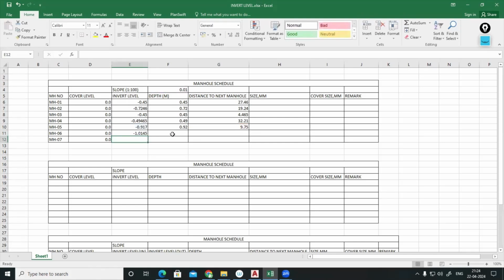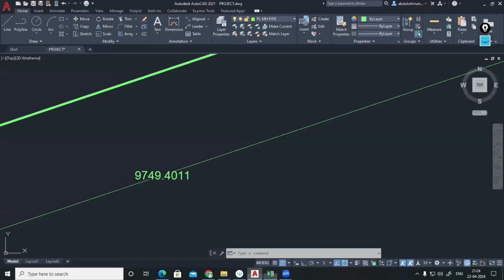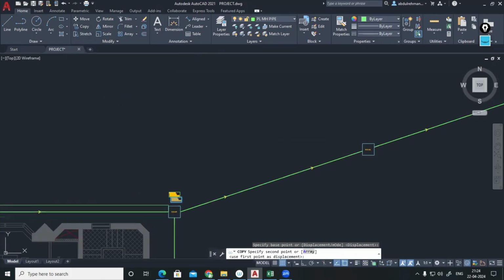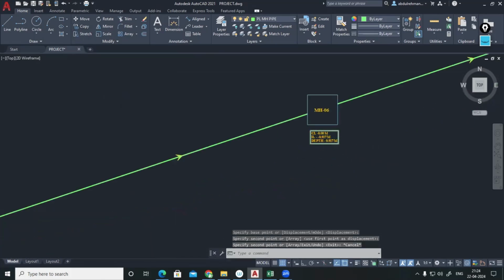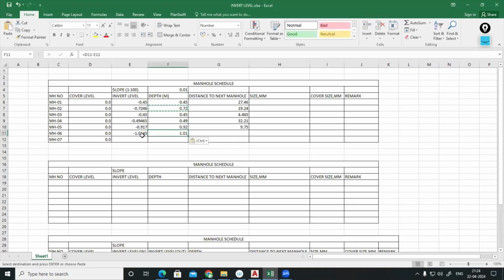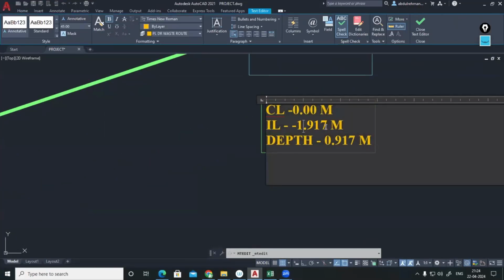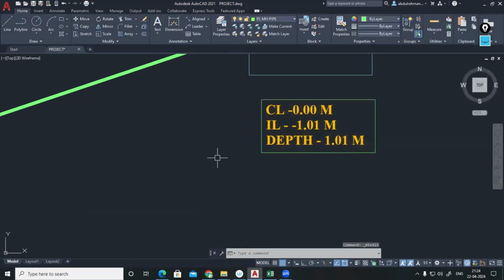And the depth will be cover level minus invert level. That is 1.01. So that you should mark there. Copy manhole number 5 for manhole number 6. Cover level same only. Invert level minus 1.01 meter. Depth is also beyond 1 meter, it is coming 1.01 meter.